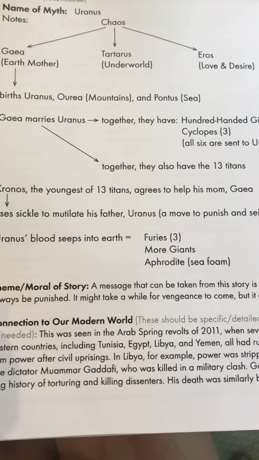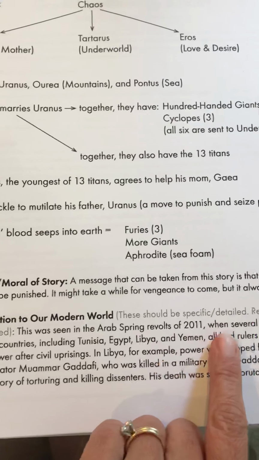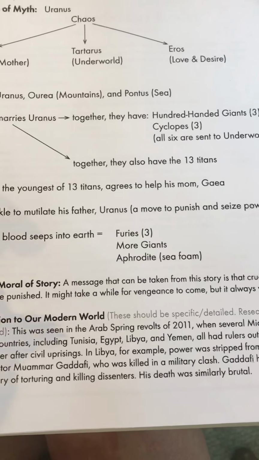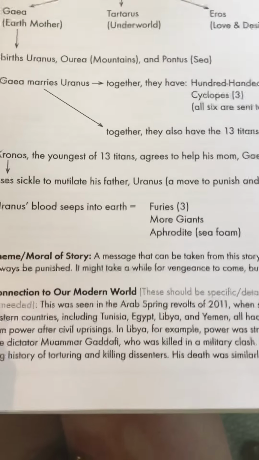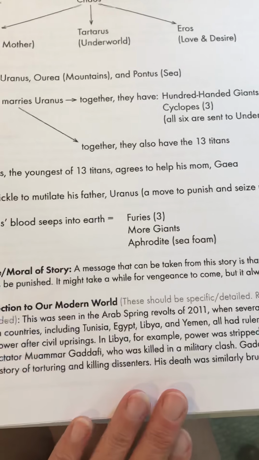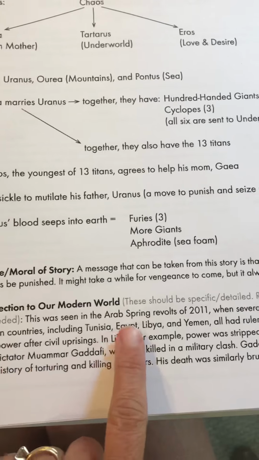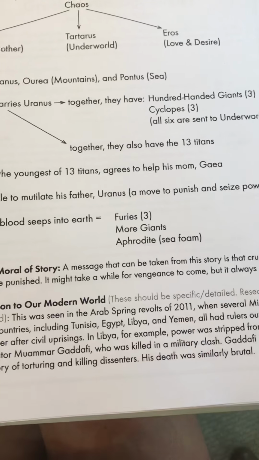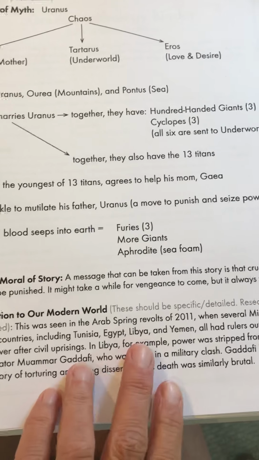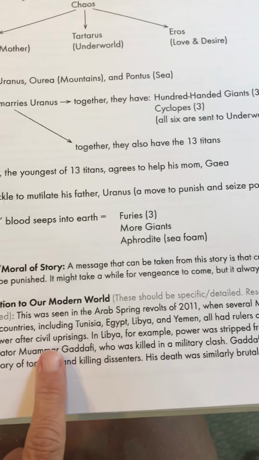It can be tricky. Connection to our modern world. All right, it should be specific and detailed. You might need to research. You're going to look at the theme or the moral of the story and find some connection in real life. In this case, we were talking about vengeance or punishment taking place, and the sample given is this. This was seen in the Arab Spring revolts of 2011, when several Middle Eastern countries, including Tunisia, Egypt, Libya, and Yemen, all had rulers ousted from power after civil uprisings.